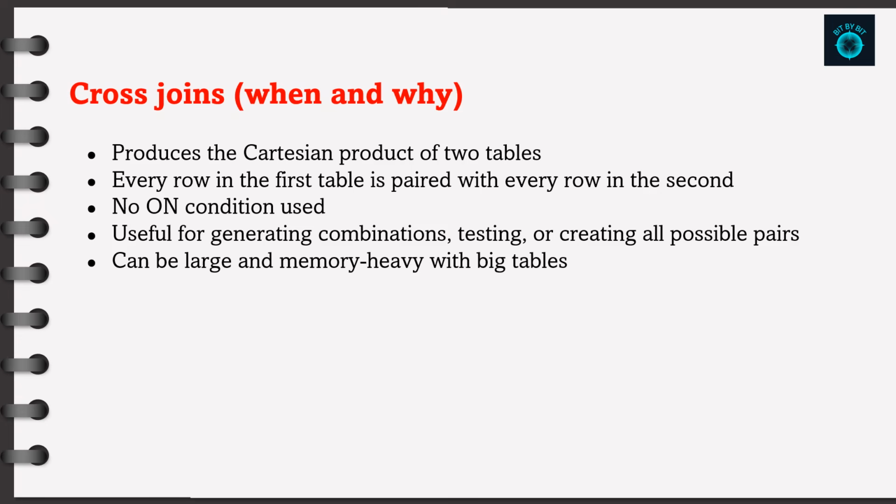Cross joins are useful when you need all combinations of two sets, such as pairing each product with each possible size or color. They can also help in testing or generating synthetic data. However, if either table is large, the result can grow very quickly, so use them carefully.